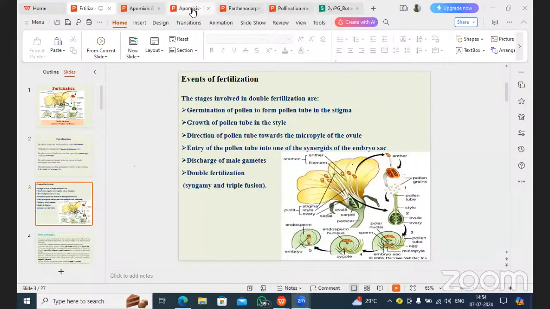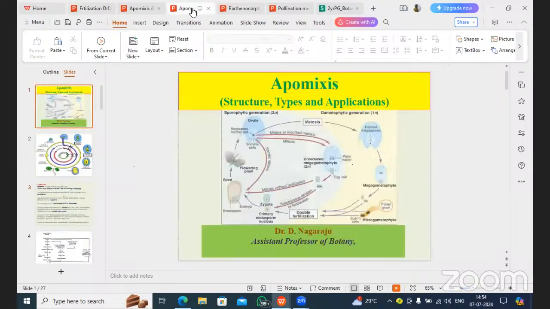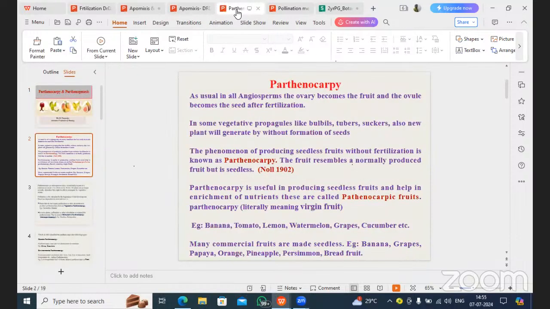But sometimes fertilization without the fusion of the male and female gamete also happens. That we call apomixis. And without fertilization, the fruit also will be formed sometimes. That we call parthenocarpy. Apomixis and parthenocarpy. Without fertilization, the fruit is formed, that is parthenocarpy.